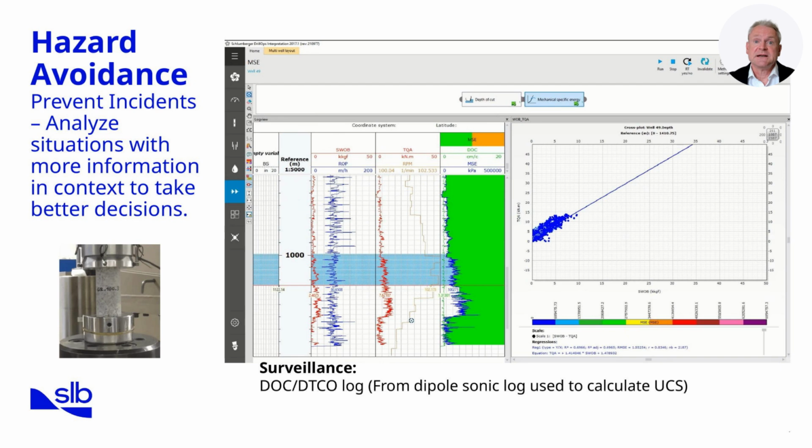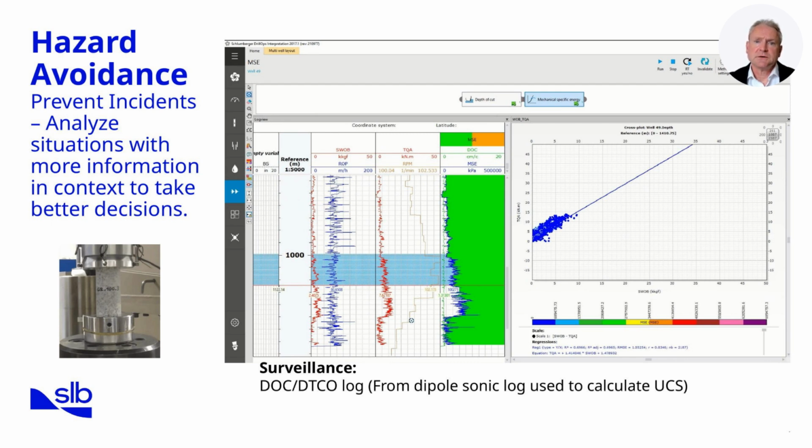The DOC/DTCO log example shown here comes from dipole sonic data used to calculate unconfined compressive strength. By comparing this strength with measured drilling responses, we can spot anomalies that may indicate higher risk of dysfunction, stuck pipe, or even well control issues.